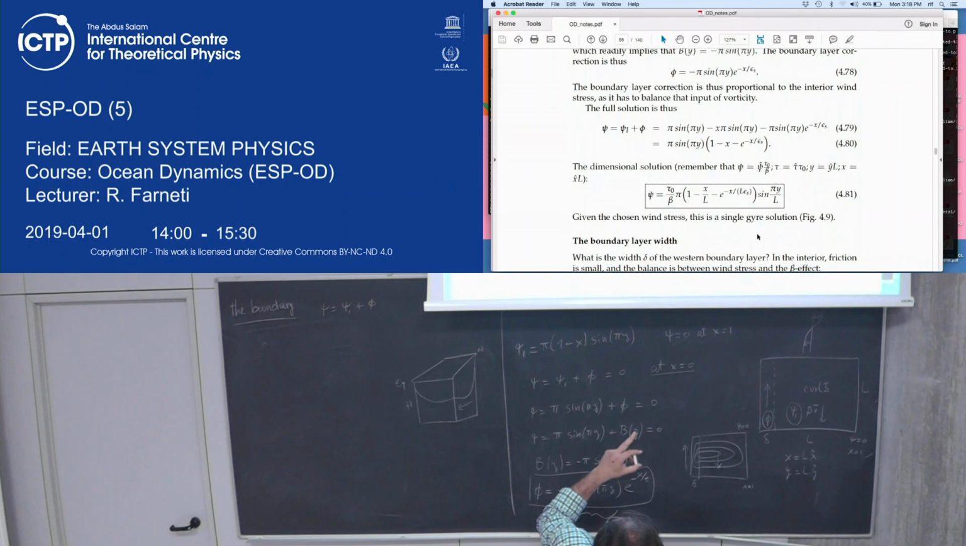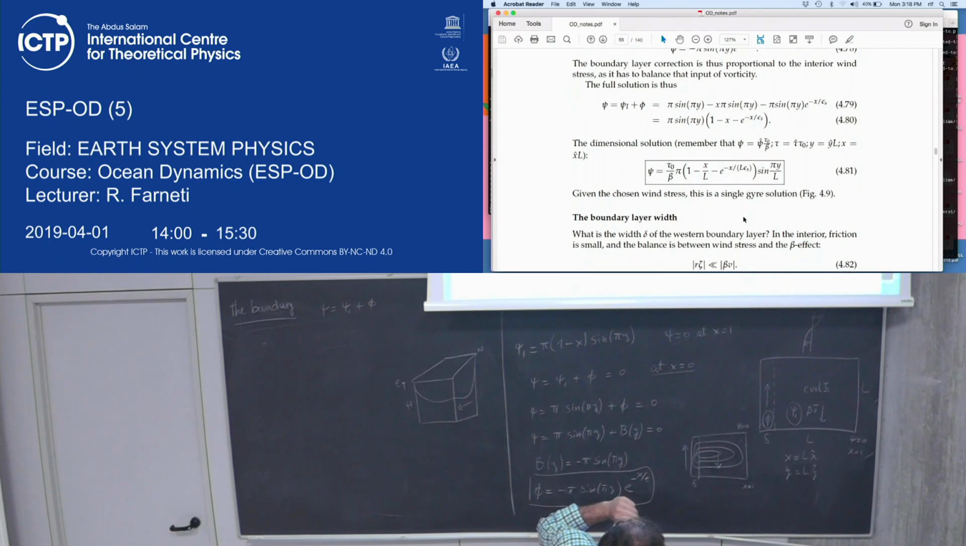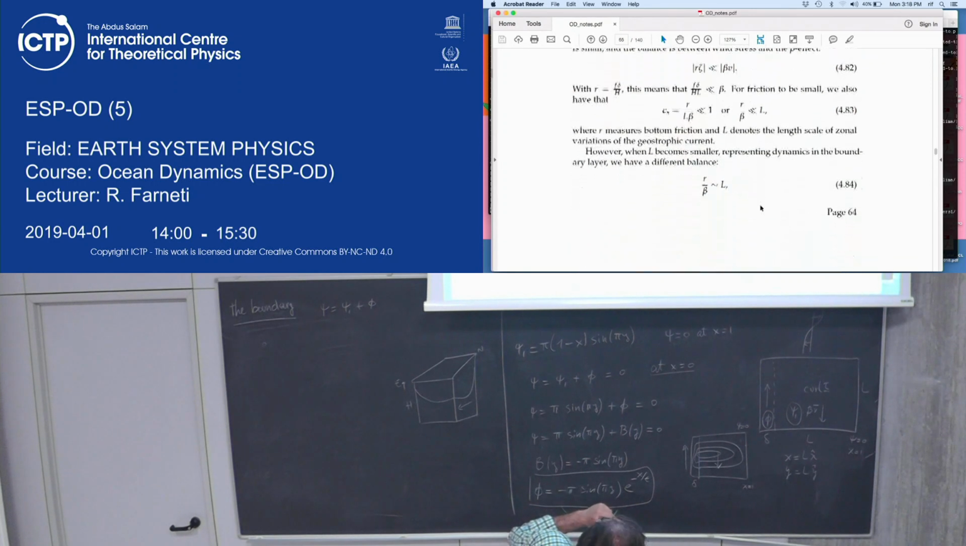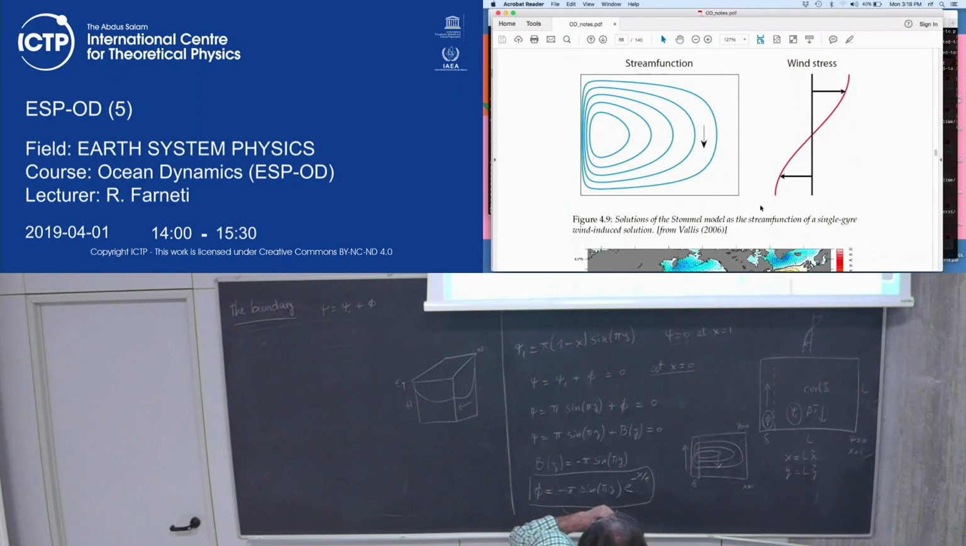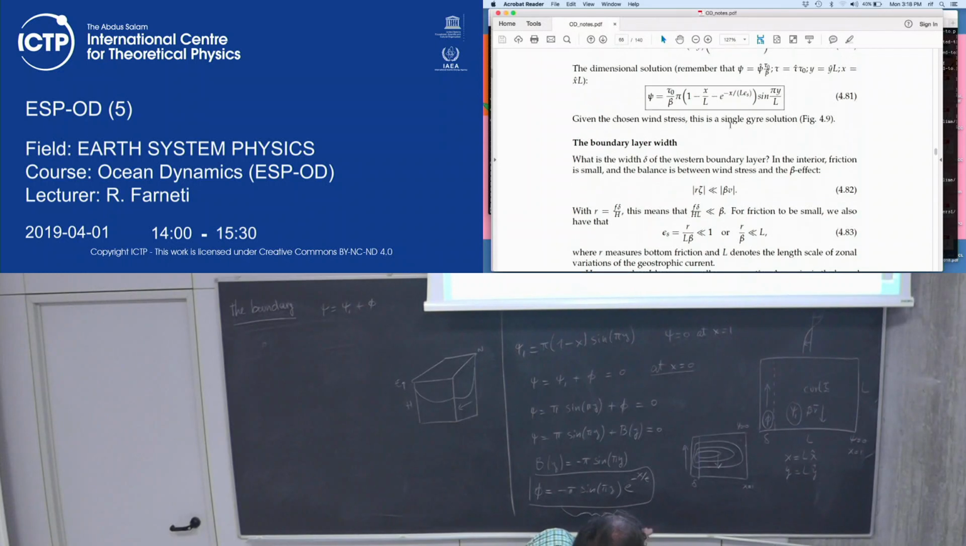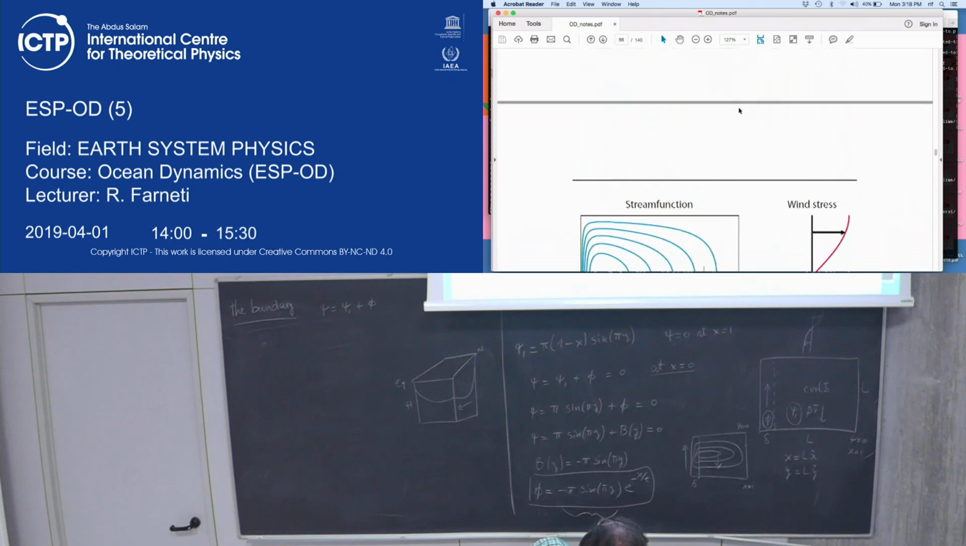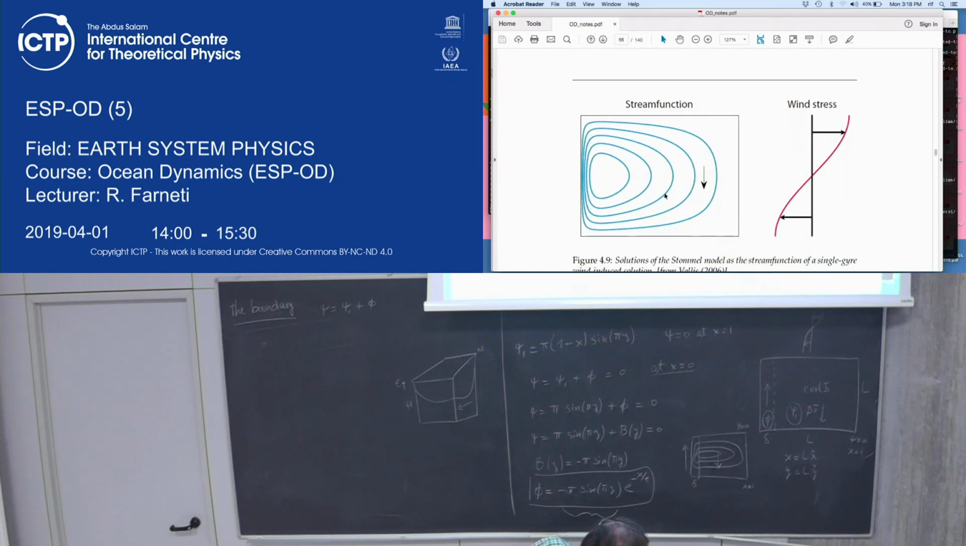So this is the full solution in dimensional variables, and if you look at the solution now, 4.9, well, now if you integrate this equation numerically, this very, very simple model of the wind-driven gyre, a full solution with an interior solution in Sverdrup balance and a western boundary layer, given this kind of wind stress, you get this. Okay, this is not reality.